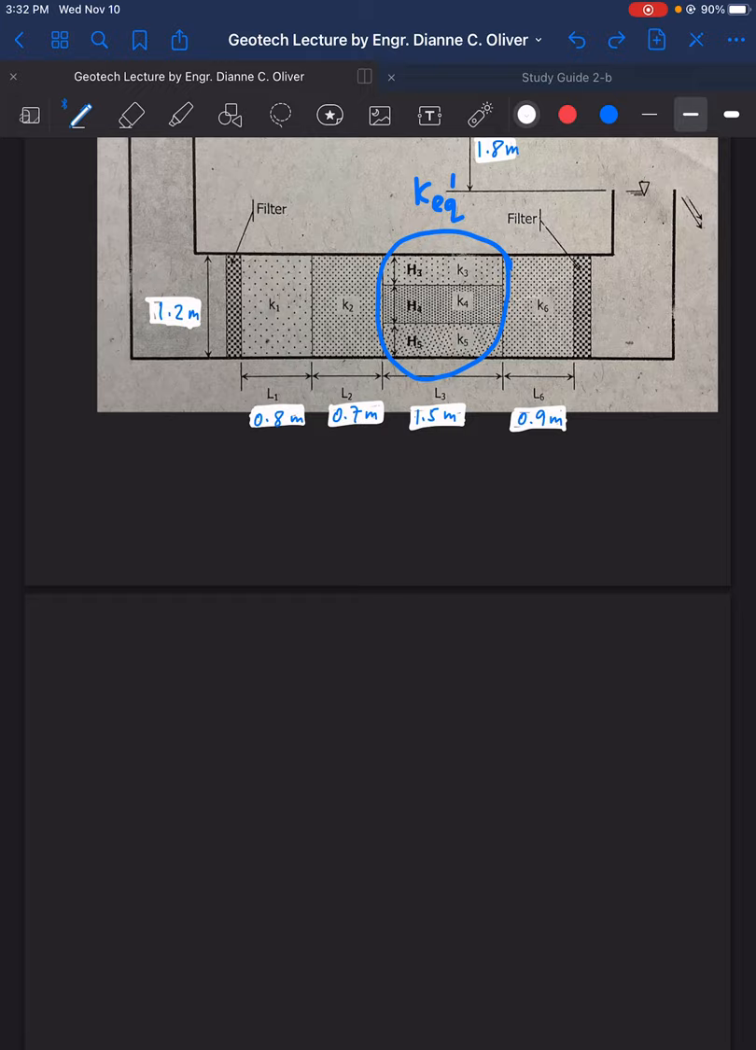So we have here K equivalent prime, then the total height of the soil. We have there H3, H4, and H5. The total height there is 1.2 meter. Whilst the individual layers, so we have K sub 3. So what's the K sub 3 here?